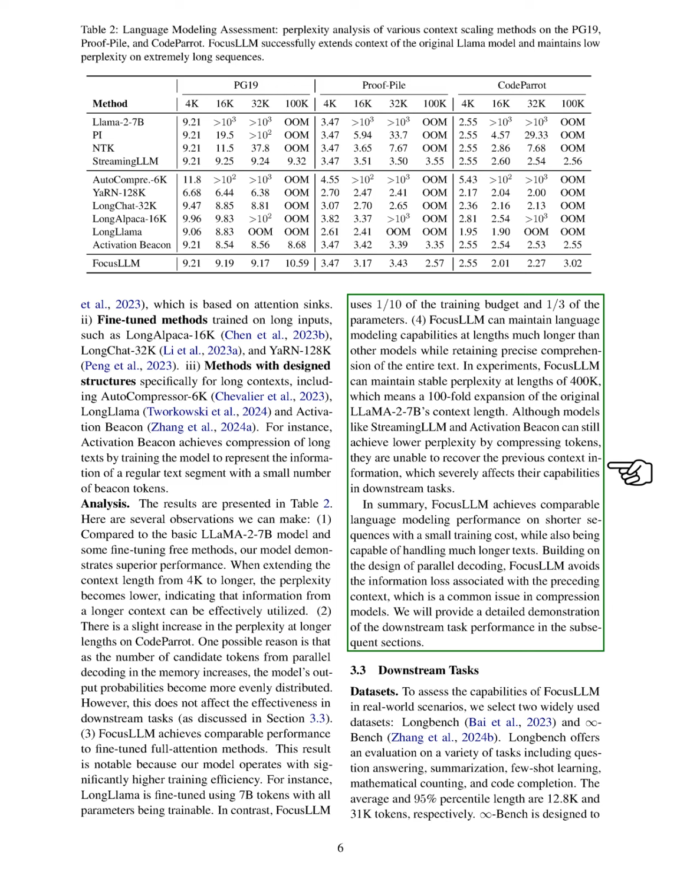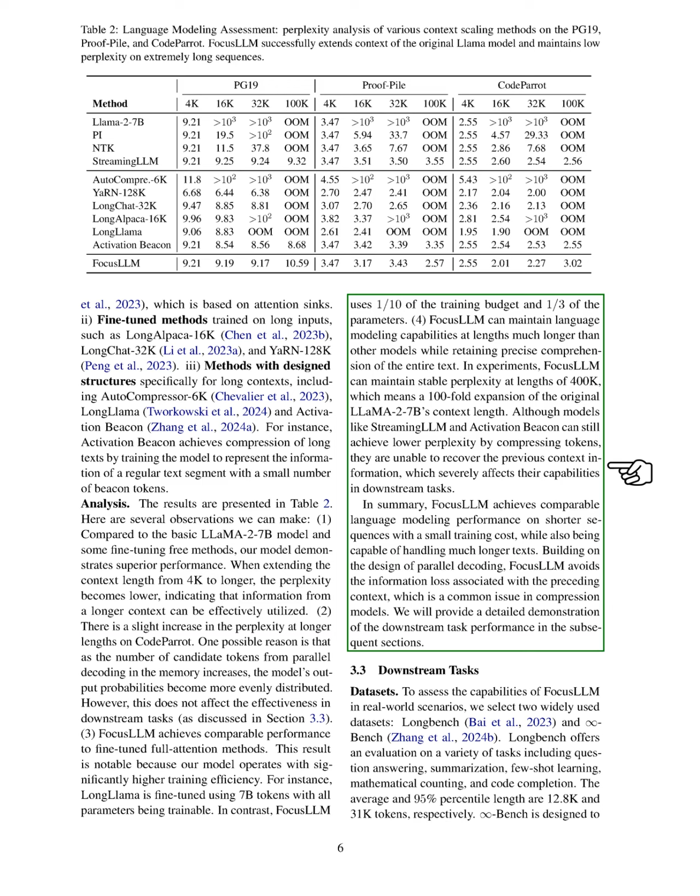Although models like Streaming LLM and Activation Beacon can achieve lower perplexity through token compression, they struggle to recover previous context information, limiting their effectiveness in downstream tasks. In summary, FocusLLM provides comparable performance on shorter sequences with minimal training costs while effectively handling much longer texts. By utilizing parallel decoding, FocusLLM avoids the information loss common in compression models. We will detail downstream task performance in the following sections.